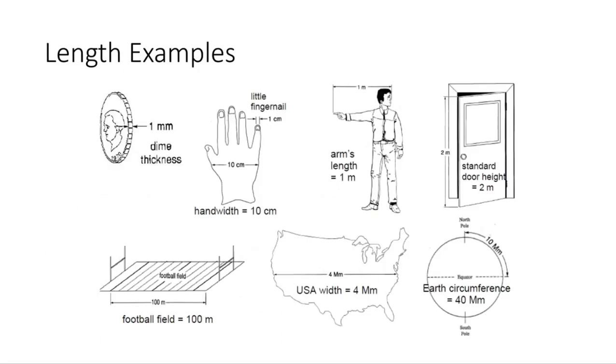So to give you a perspective about these different lengths: 1 millimeter is the thickness of a dime. 10 centimeters is about the width of a hand. 1 centimeter is about your little fingernail. 1 meter is about your arm's length. The standard door is about 2 meters. A football field is roughly 100 meters, a little bit less, but roughly 100 meters. The USA is about 4 megameters. The Earth's circumference is about 40 megameters, and so on.